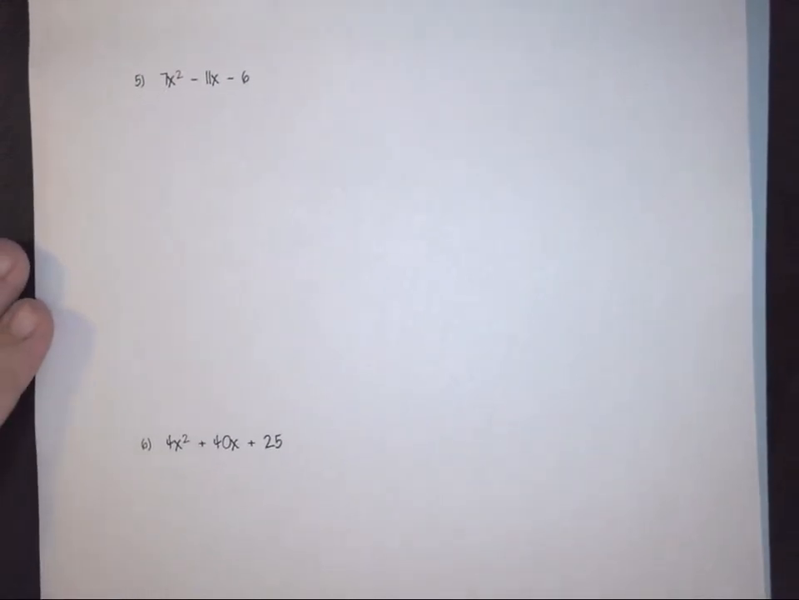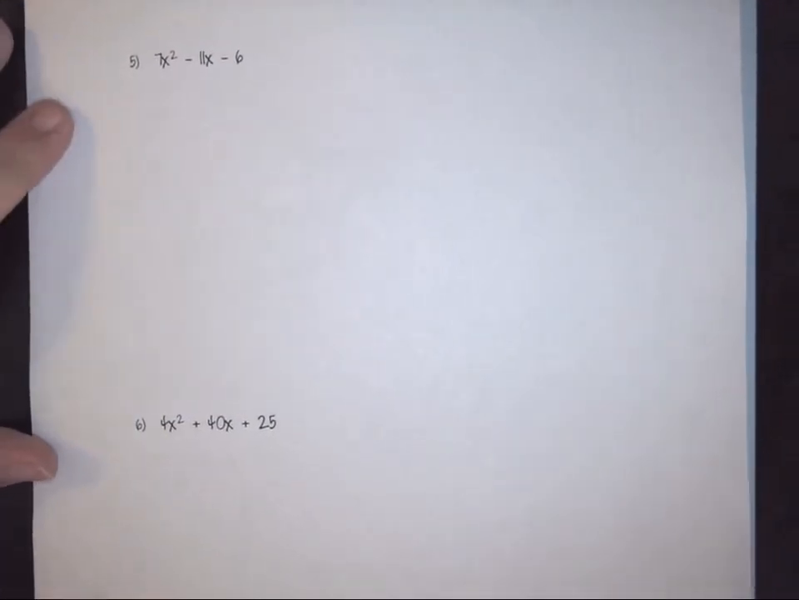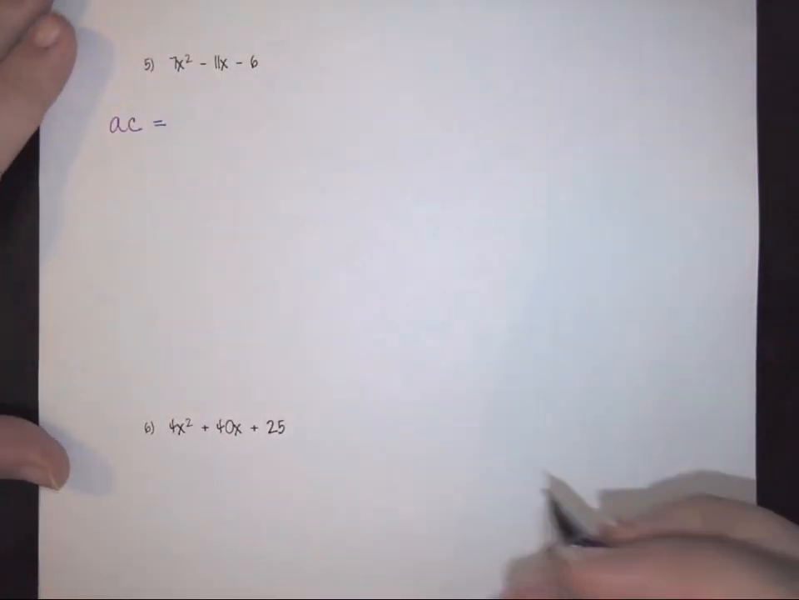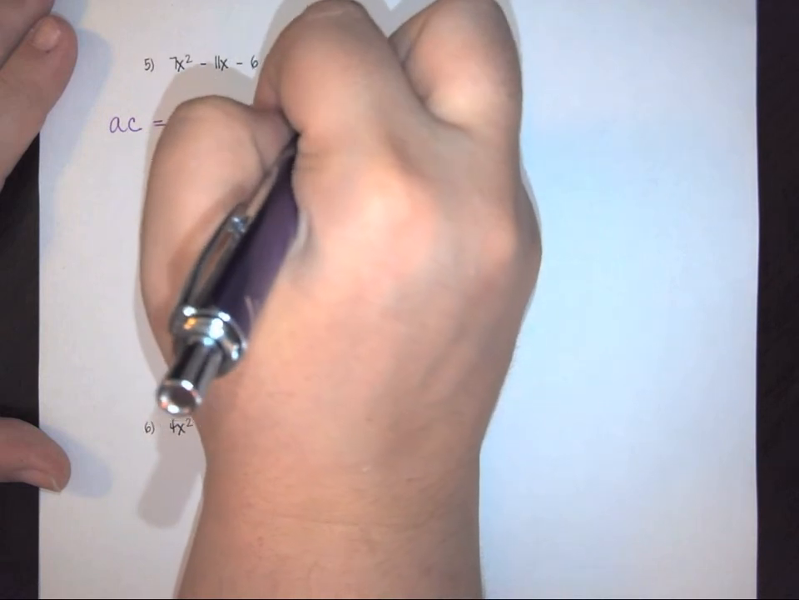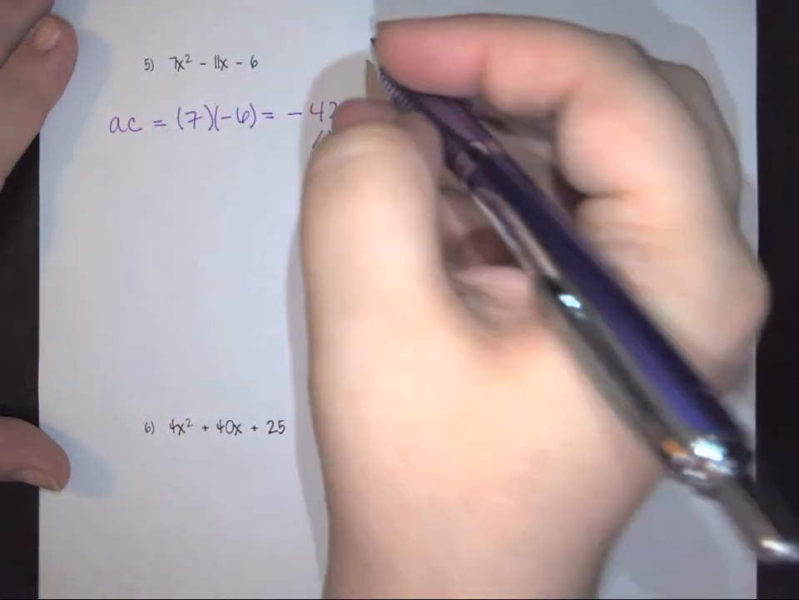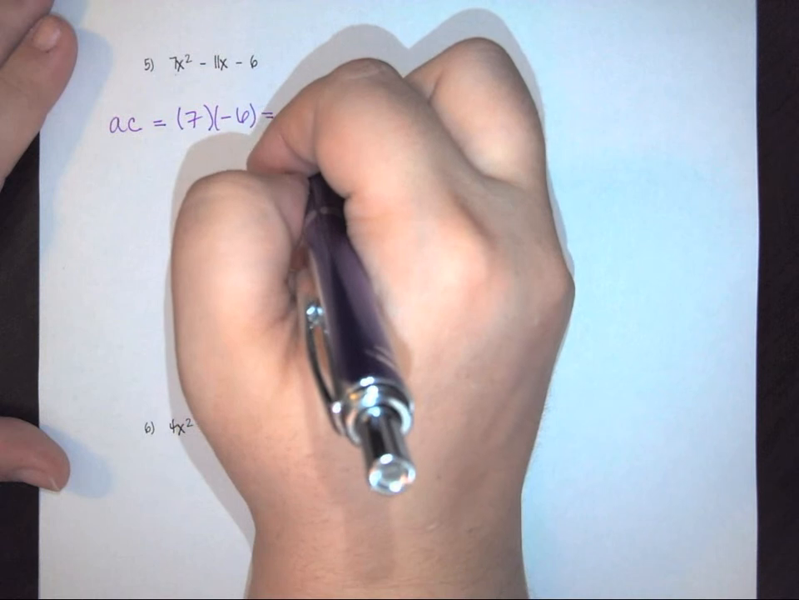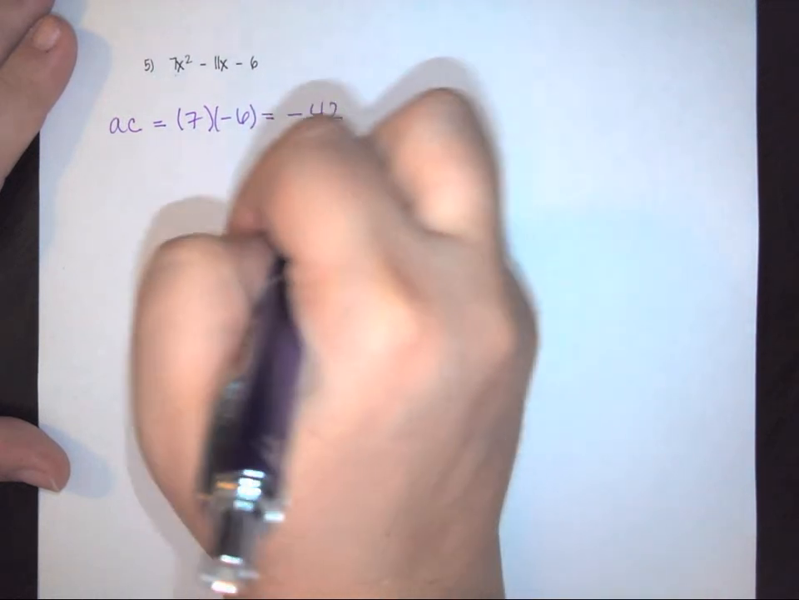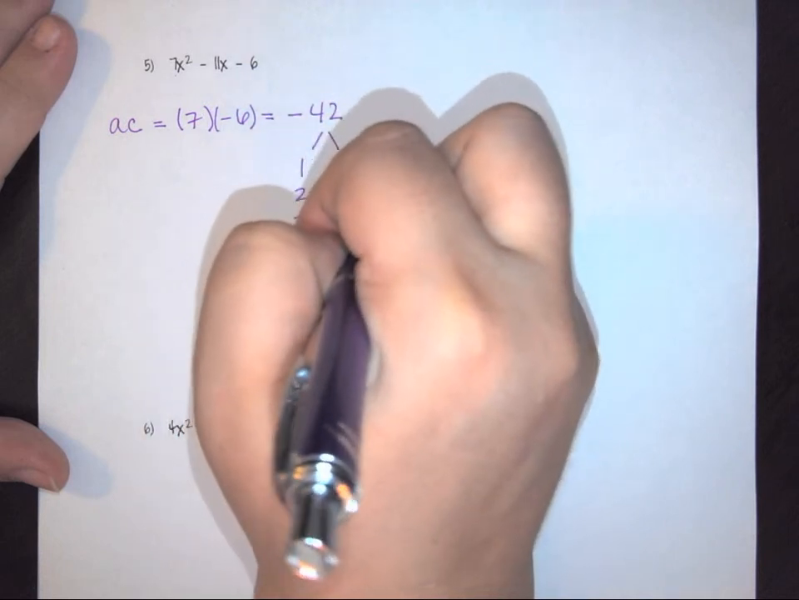Alright, let's look at another one here. So in this one, I don't have any greatest common factors to factor out. Because my a term is greater than 1, I'm going to start right away with that AC method, which says take your A term, 7, times your C term, -6, which is going to give you that -42. And then in this case, I need my factors. So I have 1 and 42, I have 2 and 21, I have 3 and 14.